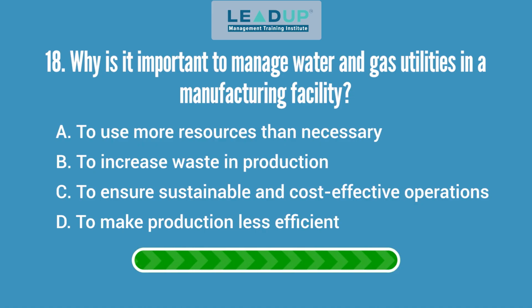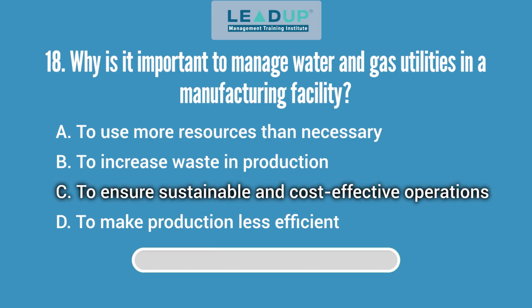Question 18. Why is it important to manage water and gas utilities in a manufacturing facility? A. To use more resources than necessary. B. To increase waste in production. C. To ensure sustainable and cost-effective operations. And D. To make production less efficient? The answer is to ensure sustainable and cost-effective operations.